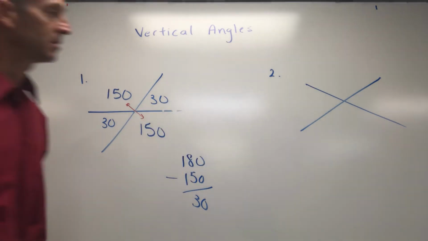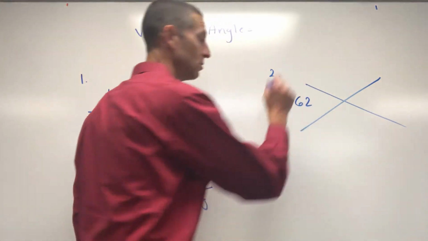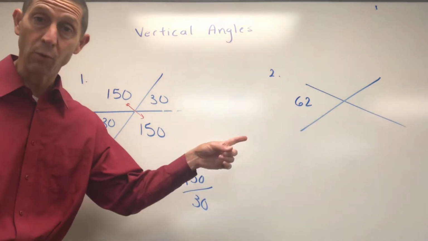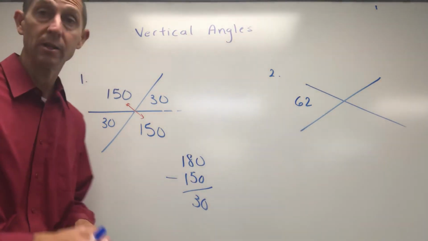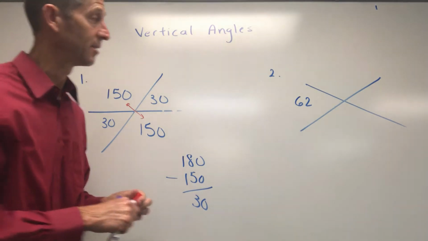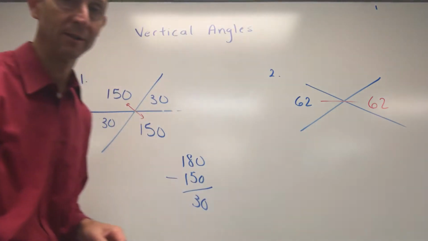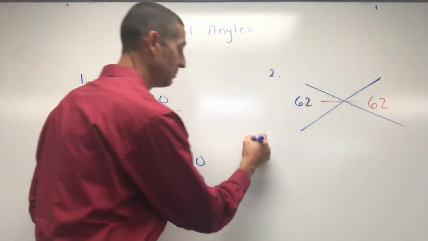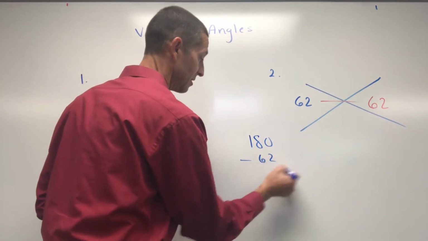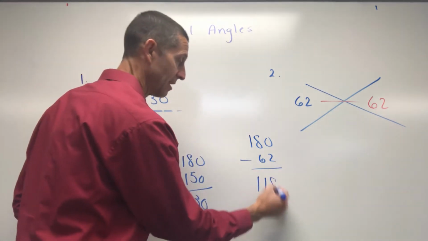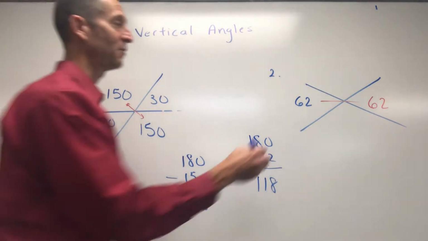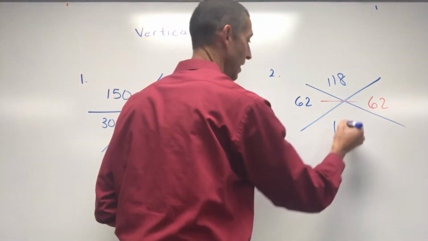Same thing over here. Let's say this angle is 62 degrees right there. If you know one angle is 62, you can get the vertical angles pretty fast. So if this is 62, boom, that's 62. Just like that. Do a 180 move: 180 minus 62, what is that, 118? And now you've found all 4 angles.